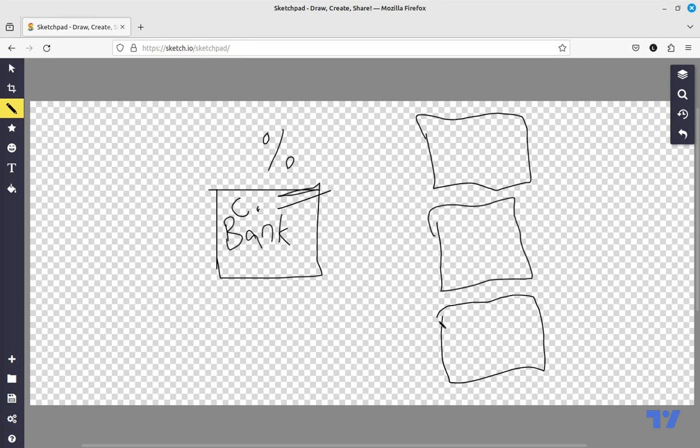We have local banks here. Then we have insurance houses, we'll just put IH for an insurance house, and then a corporation house. These can be big businesses. So the central bank lends money to these institutions.